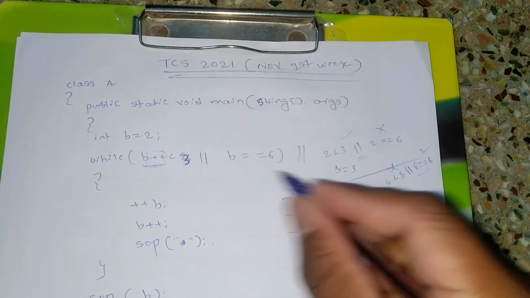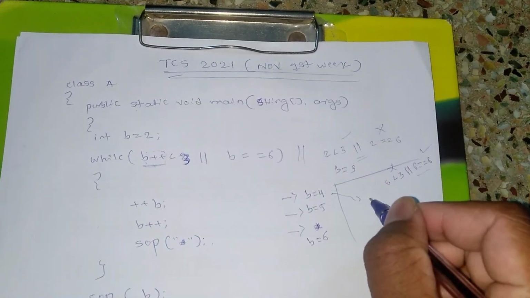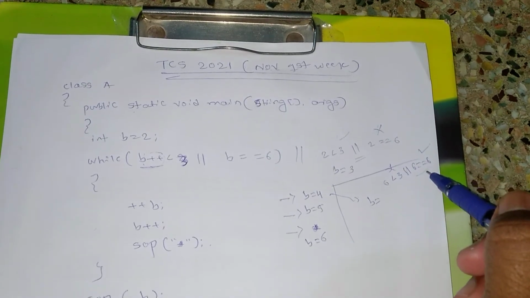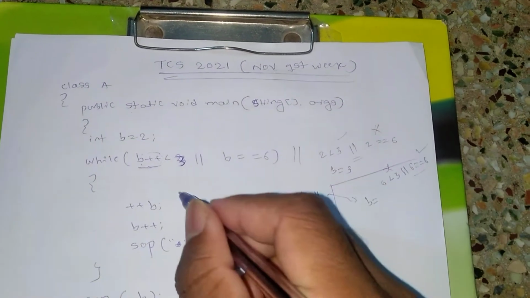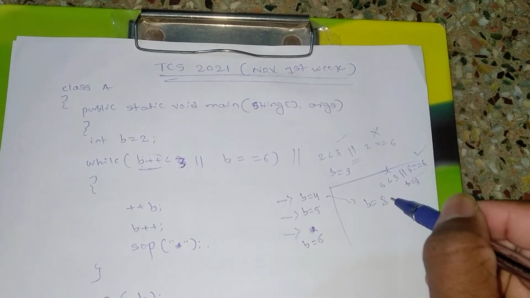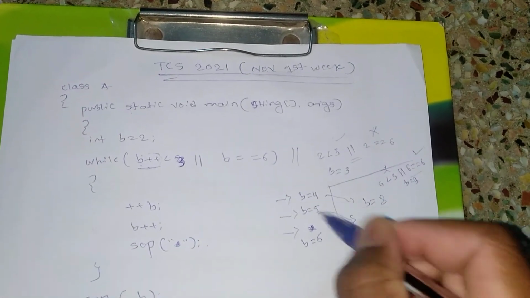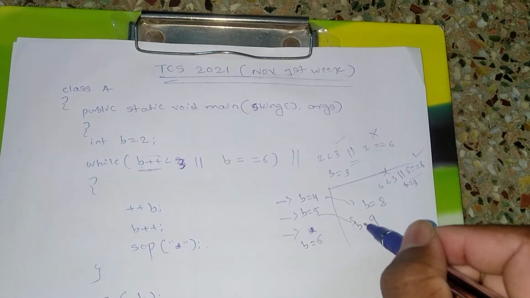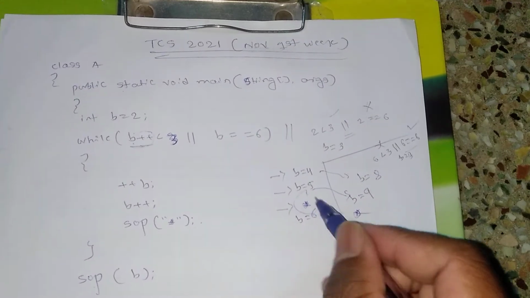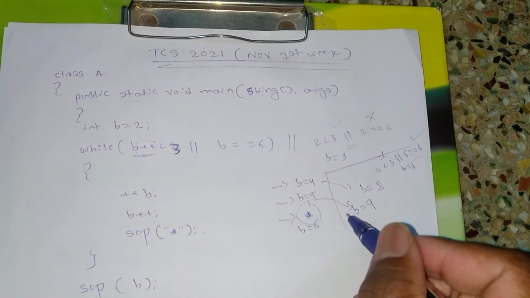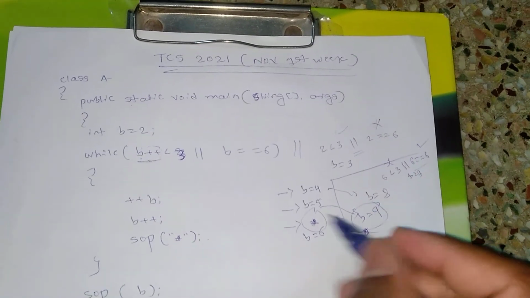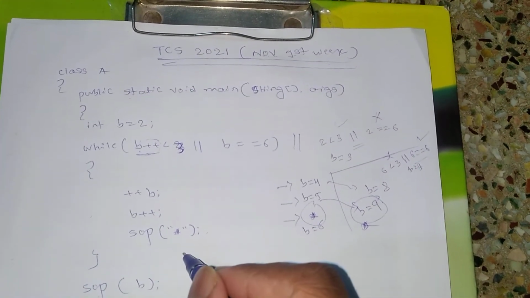Now at this line, it was 6 and now it is 7. From 7 it will go to 8, and for this statement, b++ again, it will go to 9. And it will print the star. At the end the b value will be 9 here, and after this the b value will go to 10.